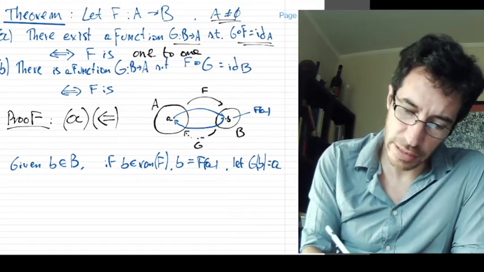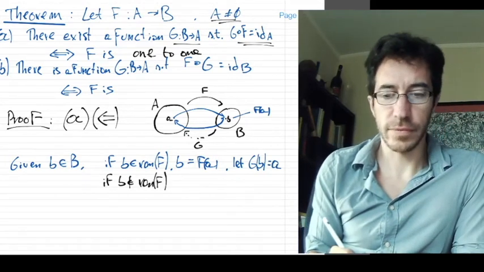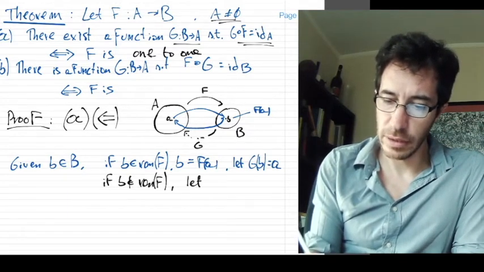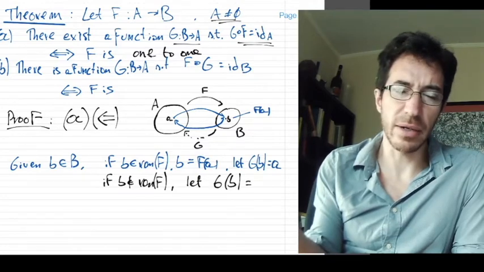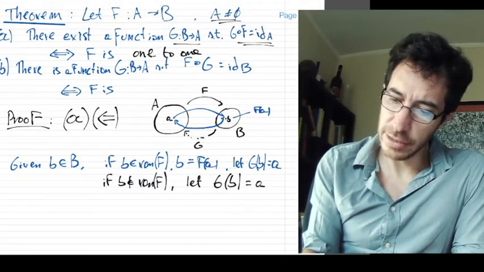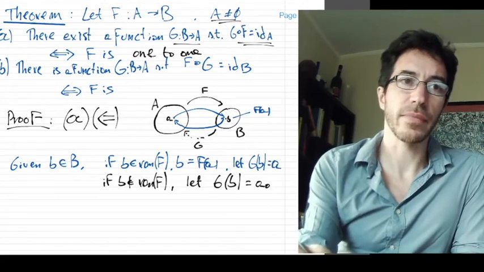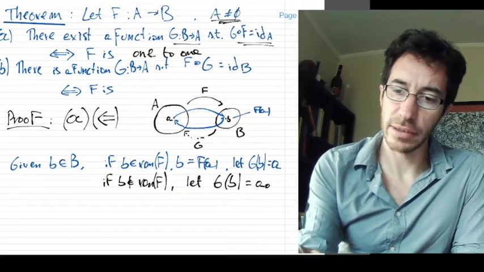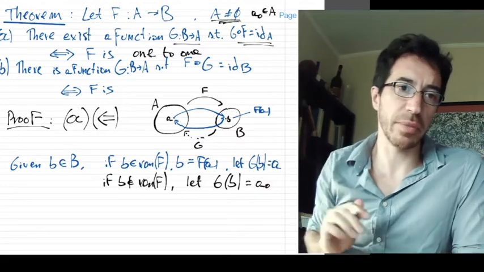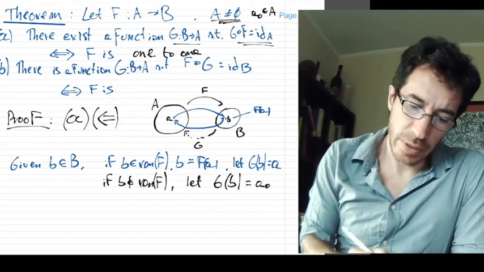One other thing: what if B is not in the range of F? Well, we let G of B be any element of A. It doesn't matter what it is because it's not coming from anybody, so it doesn't affect G composed with F. Recall that A is different from the empty set, so we can take some element, let's say A0 belongs to A. Just fix an element that belongs to A; we know there is one because A is not empty. And everybody that is not in the range, we map to it. So that's how we get this proof.